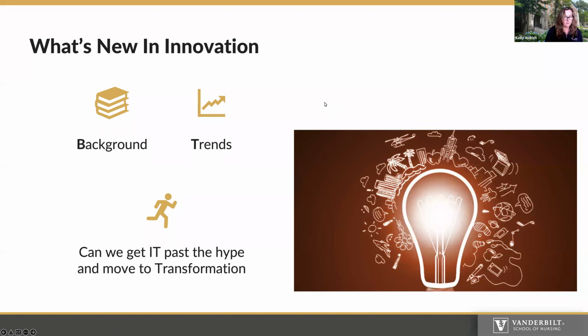So what's new in innovation? Let's talk about some background. I want to review the background. Let's look at some trends, and can we get IT past the hype and move to transformation? Oftentimes people get caught up in what is innovation. Everyone has their own definition, but ultimately what you're looking at is improving a certain area by people, process, technology. We'll talk about that, but moving it forward in a transformation that has a positive impact. So yes, we do need to measure and have metrics around this.